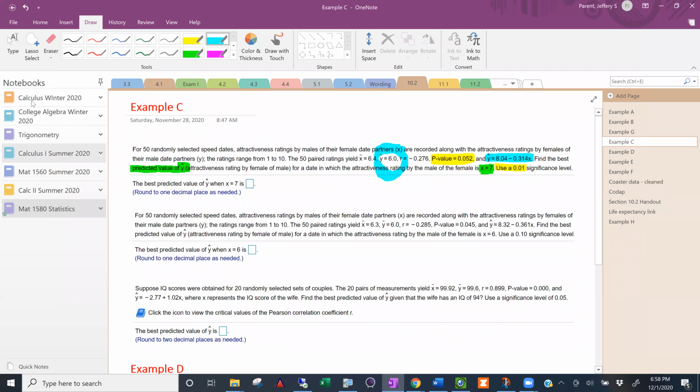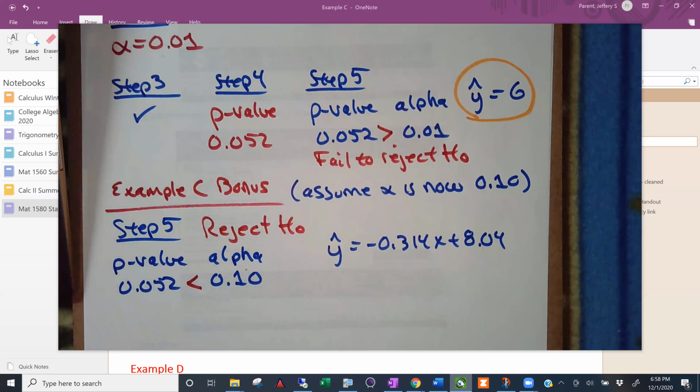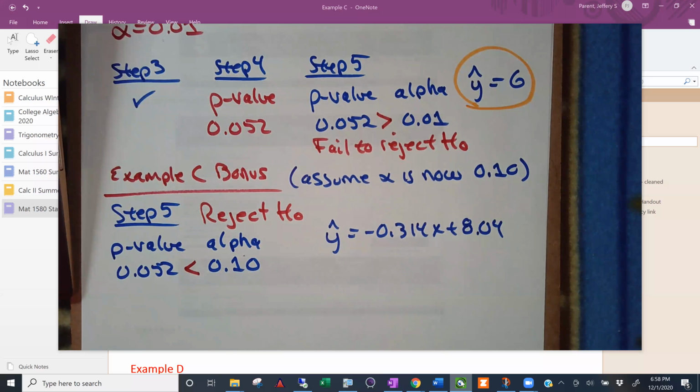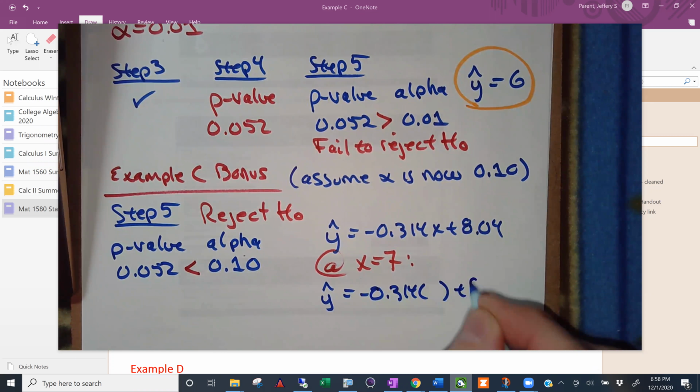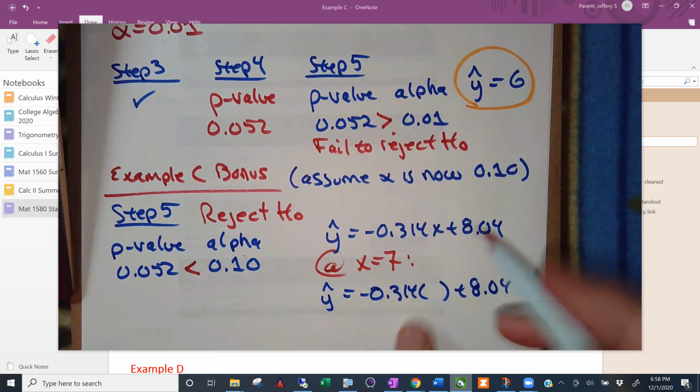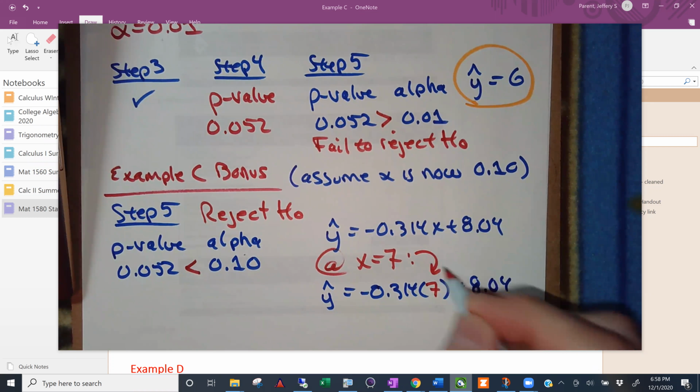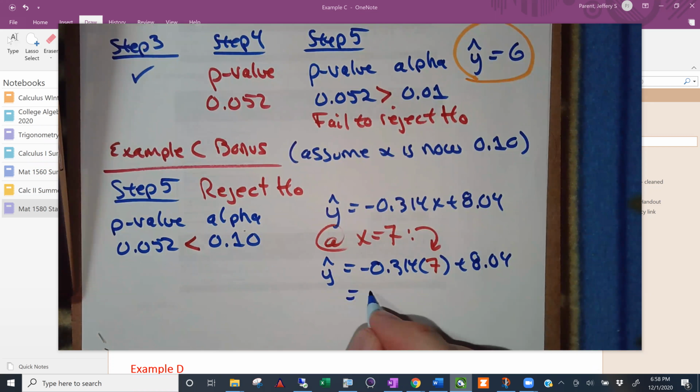Looking back here, they asked us to figure out the best predicted value when x equals 7. In this particular case, with that higher value of alpha, you would actually use the linear equation that we came up with. So at x equals 7, y hat is negative 0.314 times 7 plus 8.04. So put in a 7 for that x. And if you take out your calculator, you'll get 5.842. That would be our predicted value here. So depending on whether you accept or reject the null hypothesis, you've got two different ways to get the predicted value.